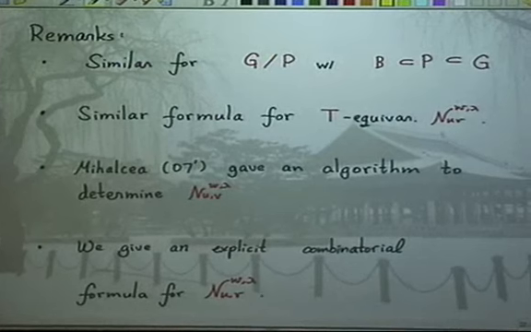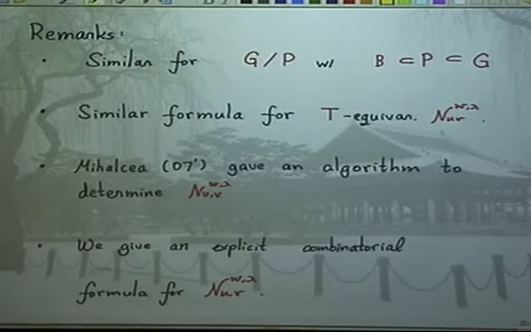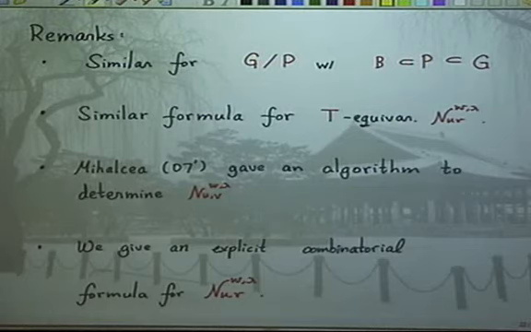First, the formula works for a full flag variety G over B, and there's also a similar formula for G over P. Okay, this is a bit more notation. And also you can do it in equivariant versions with respect to the torus actions. And Mihalcea in 2007, in fact, I will explain some of this later too, has some general algorithm for determining those, but here we give an explicit formula for computing it.